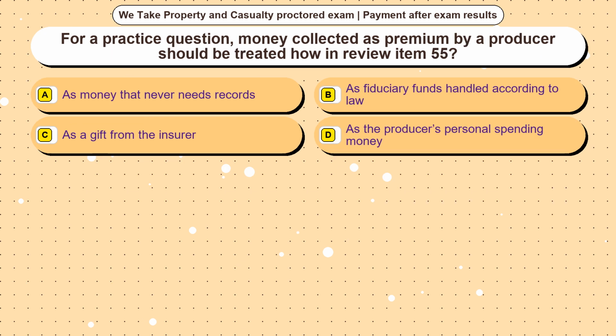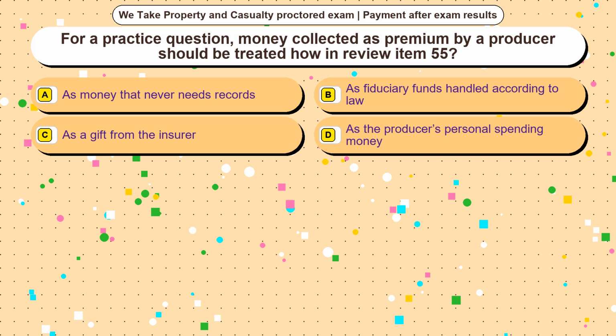Question 5. For a practice question, money collected as premium by a producer should be treated how in review item 55? Option A, as money that never needs records. Option B, as fiduciary funds handled according to law. Option C, as a gift from the insurer. Option D, as the producer's personal spending money. The correct answer is option.